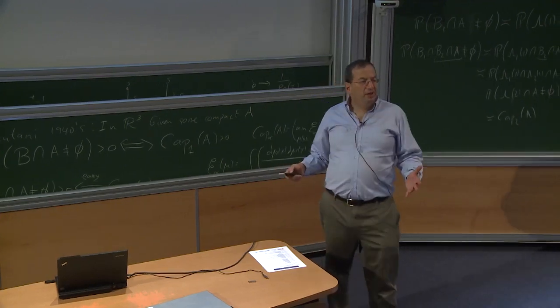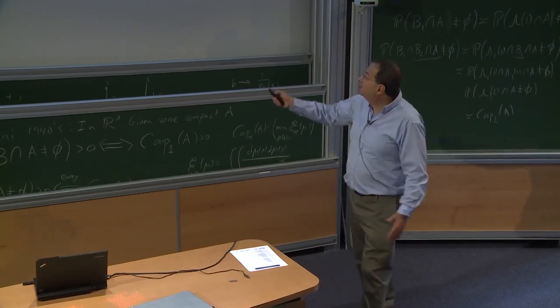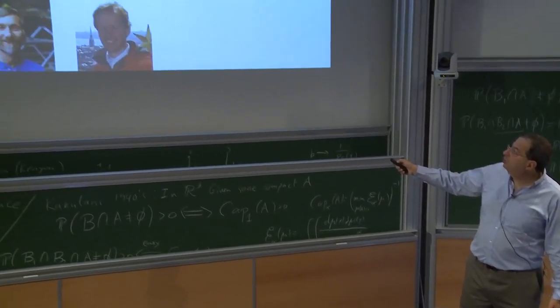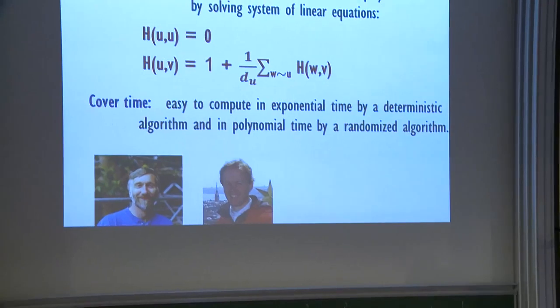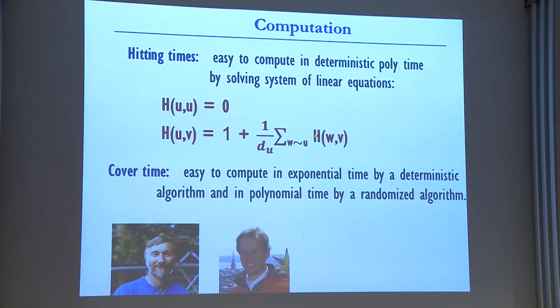This is very easy if you want hitting times, because hitting times satisfy an obvious linear equation, right? Hitting from u to v, if u is different from v, well, I have to take one step from u, and then I have an average over the neighbors of u of hitting from w to v. This is a system of linear equations which is uniquely solvable and gives you the hitting times. Very easy. At most n cubed.